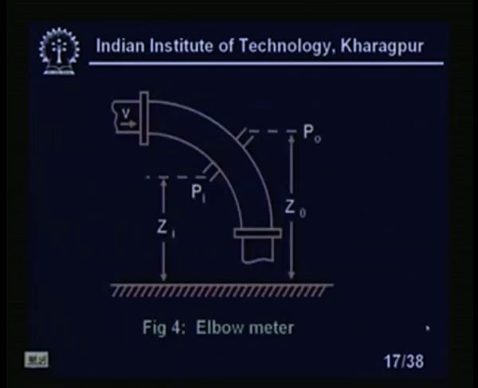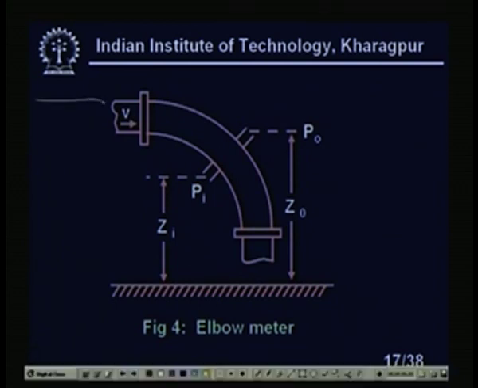You see here the elbow meter, what it looks like. This is a section of pipe bending that I have shown here. That means there is a pipe here, and a continuous pipe going also in this direction, right. At that pipe bending I have installed this elbow meter.